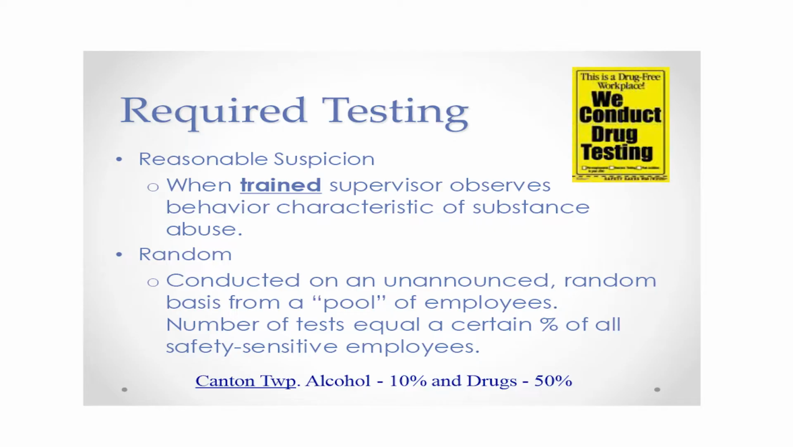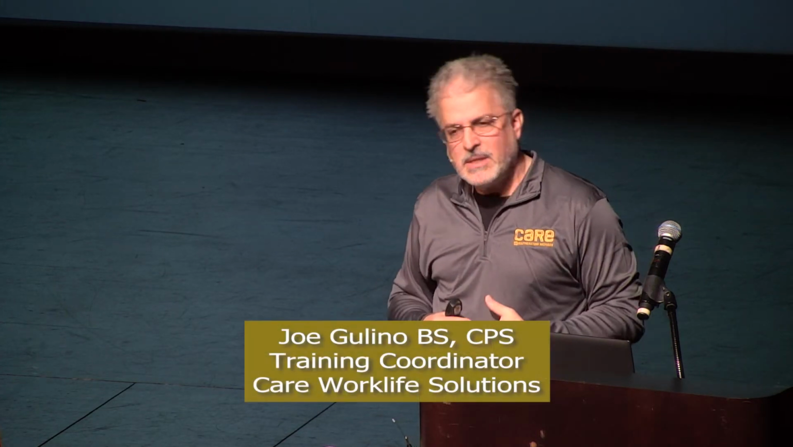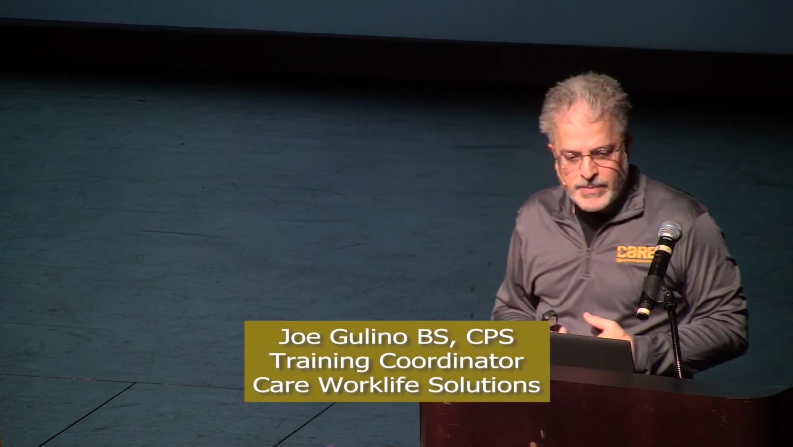Now, the required testing: there are 2 required tests besides that accident test. The reasonable suspicion, that is when a trained supervisor observes behavior characteristics that seem like someone is under the influence of drugs or alcohol. And that's the second hour the supervisors stay in this room. We'll do the second hour of this training for reasonable suspicion.